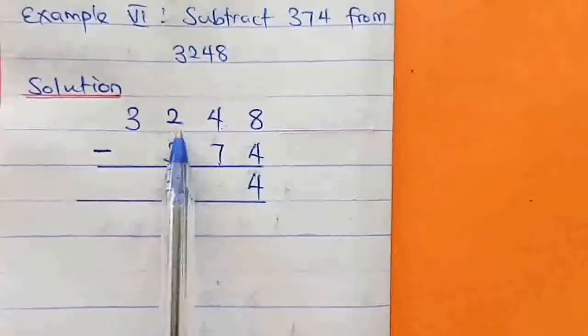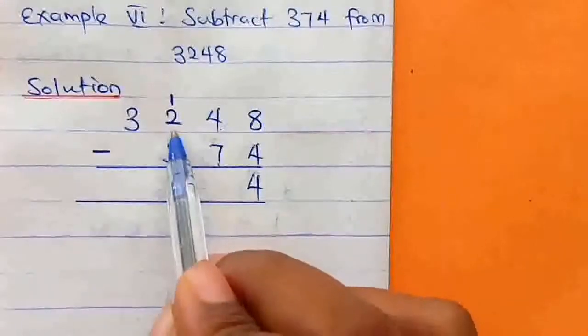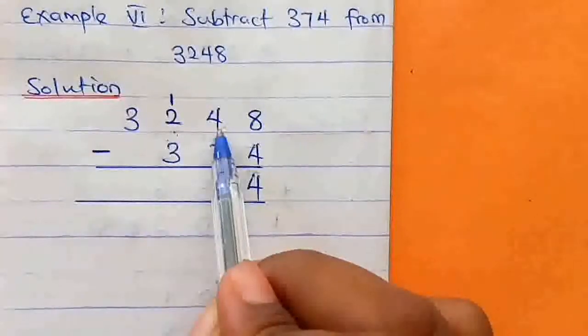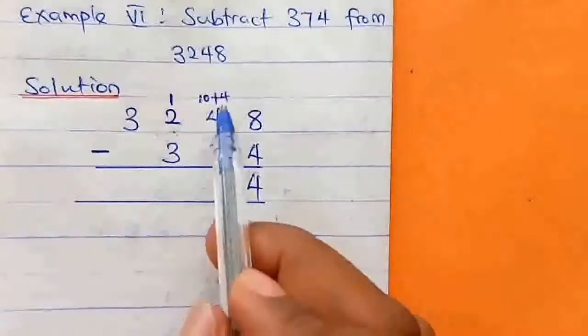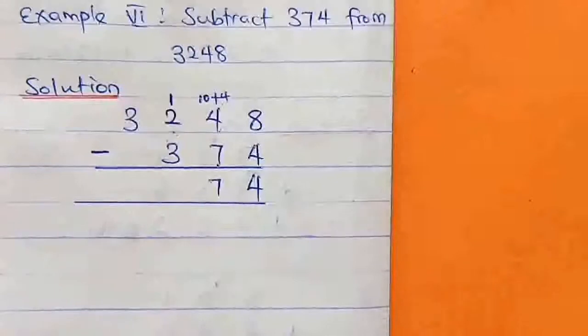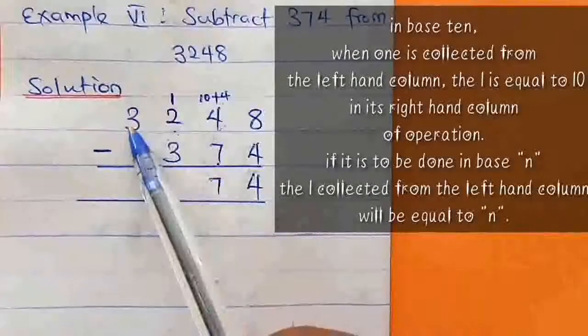If 1 is being removed from these two, what will remain here will be 1. And 1 here left will come out as a 10 when it meets this. If we have this 1 in place alongside this, we are going to have 10 plus 4, which is 14. Now 14 minus 7 gives us 7. Remember that what remains here is 1. 1 minus 3 won't work. Therefore, we go over here to collect.